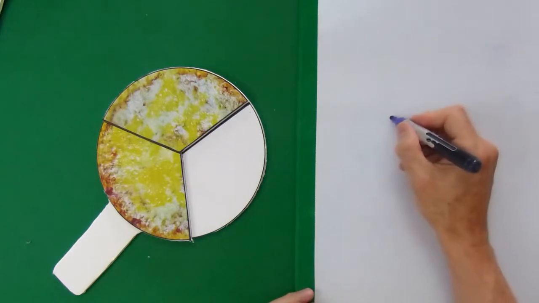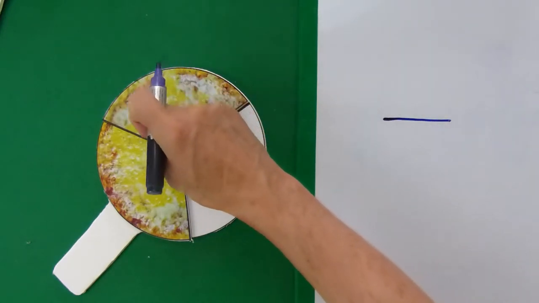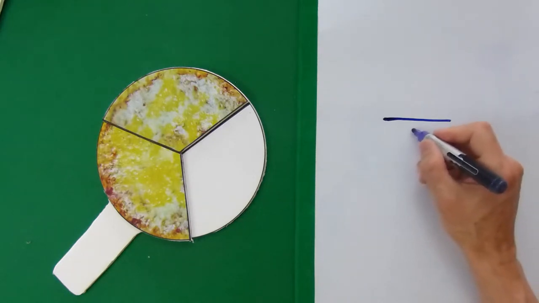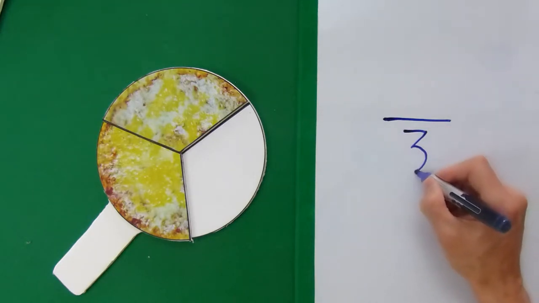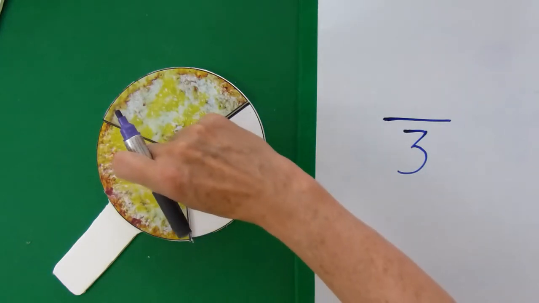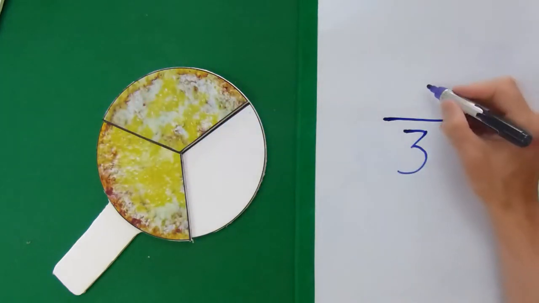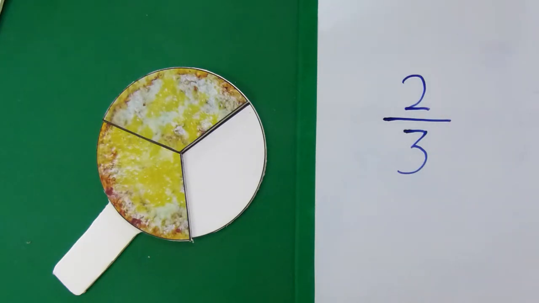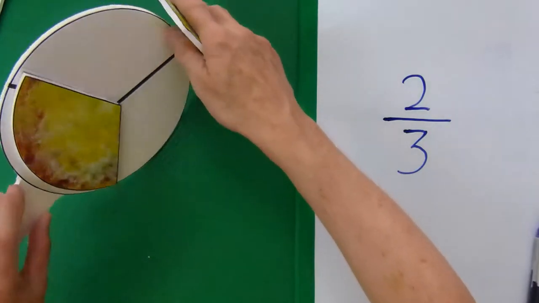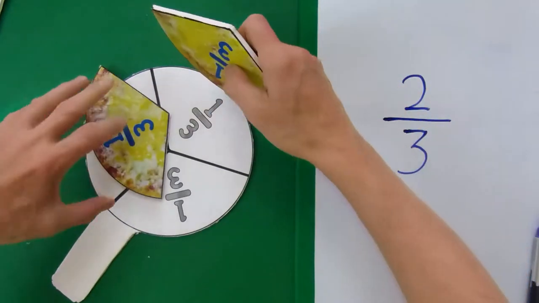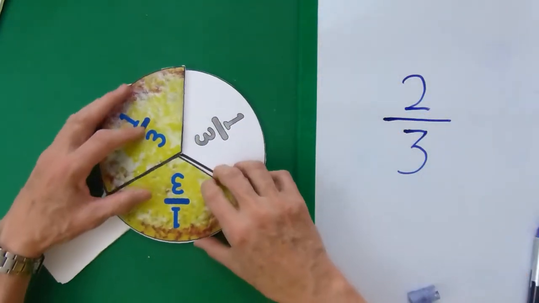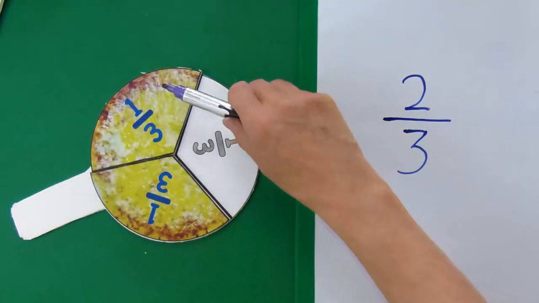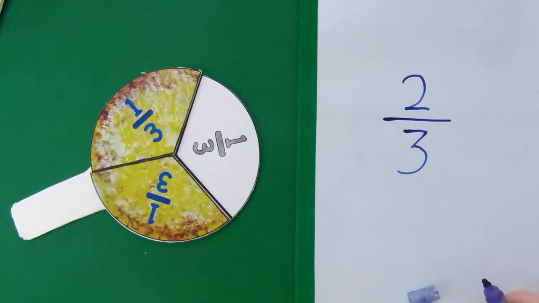In this example, we've got 1, 2, 3 pieces altogether in a whole pizza. So the number at the bottom is 3. And the number that we still have is 2. So we've got 2/3. If you look at the backs, you'll see that we've got 2/3 out of 3/3. So we've got 2 of them out of 3. 2/3.